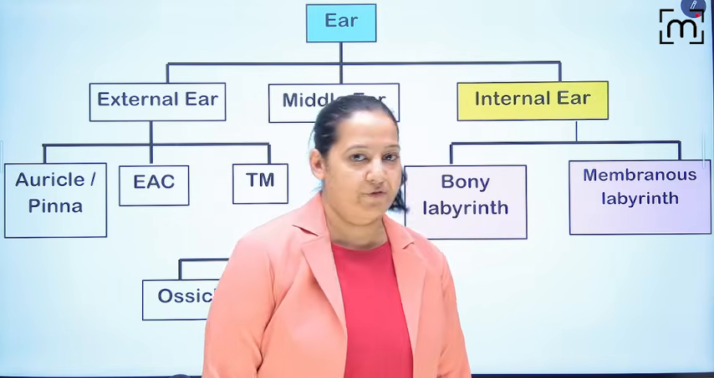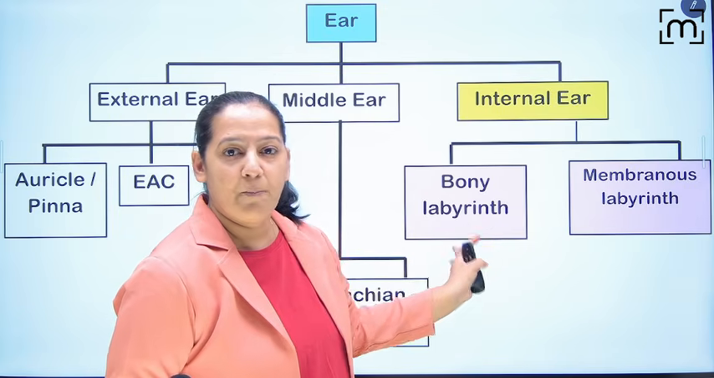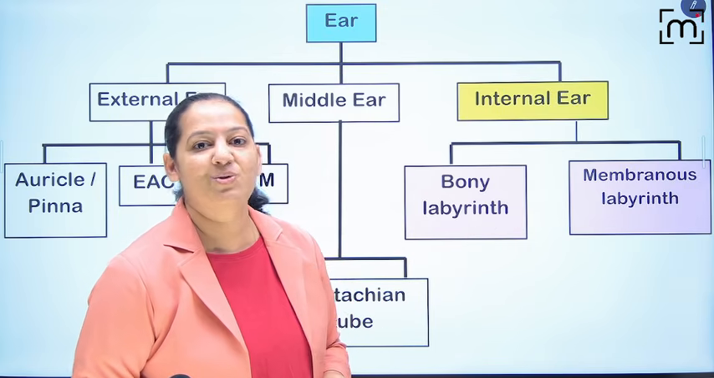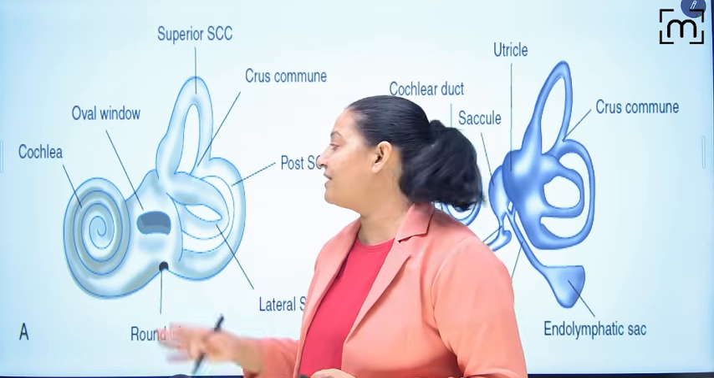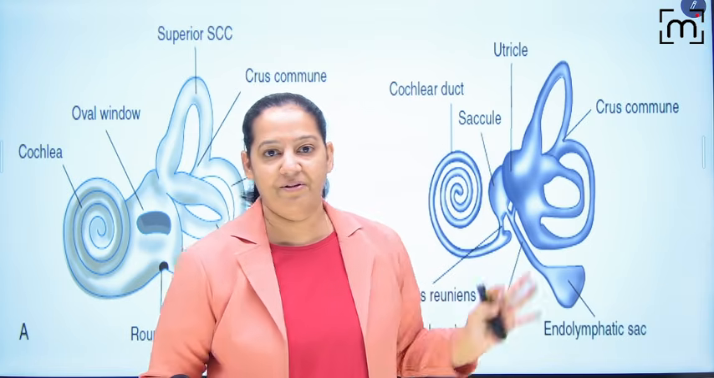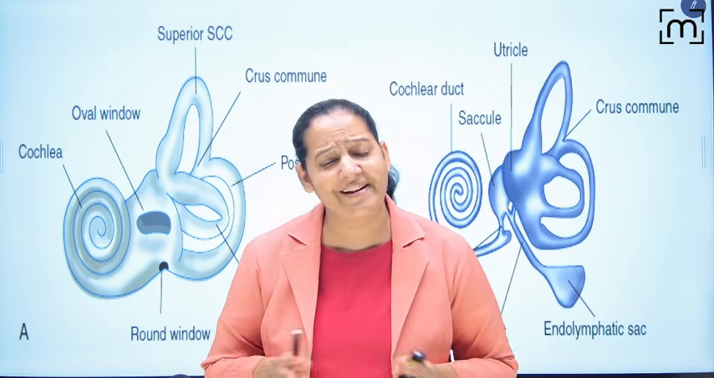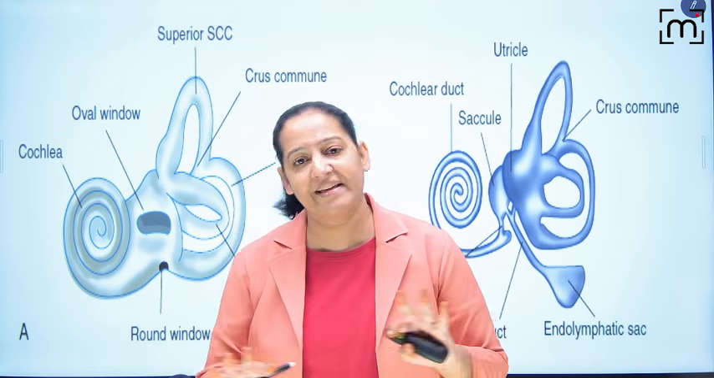The internal ear has two portions: the bony labyrinth and the membranous labyrinth. So what is the bony labyrinth and what is the membranous labyrinth? This is the bony labyrinth. This is the membranous labyrinth. You will say, ma'am, they look alike. They are the same. Of course, everything is the same in them.